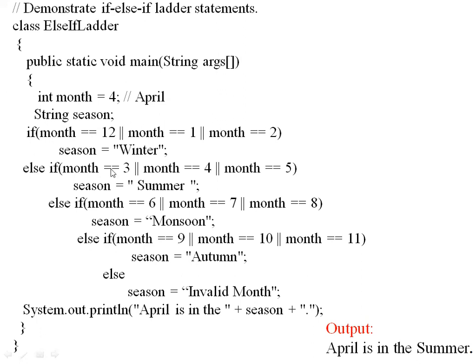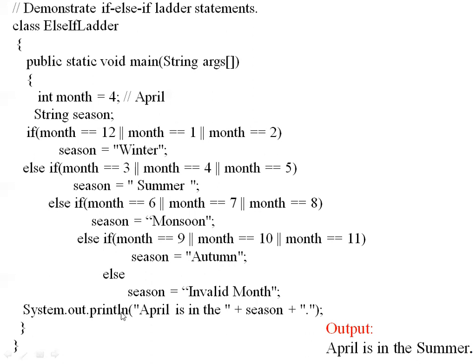Then again it checks here, month is equal to 3, false. Month is equal to 4, yes, true here. Once a true condition is met, immediately it goes to the next statement and executes it. It won't check further, because in logical OR, if one of the conditions is true, there is no need to check the remaining conditions. So directly it executes season is equal to summer.